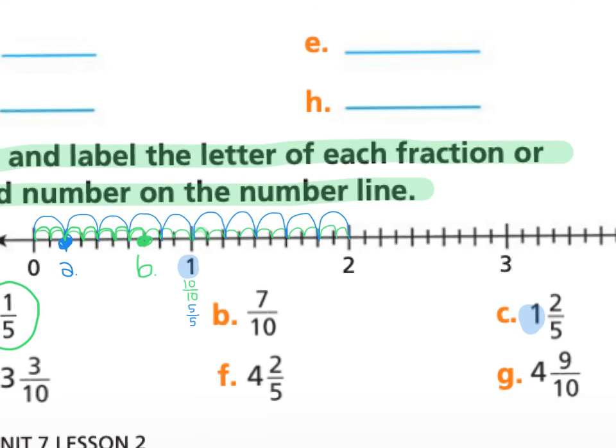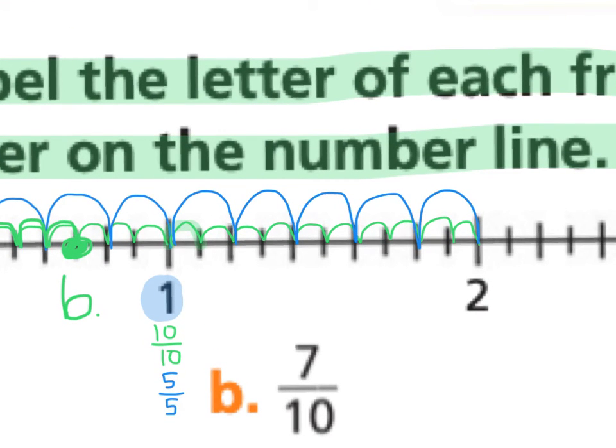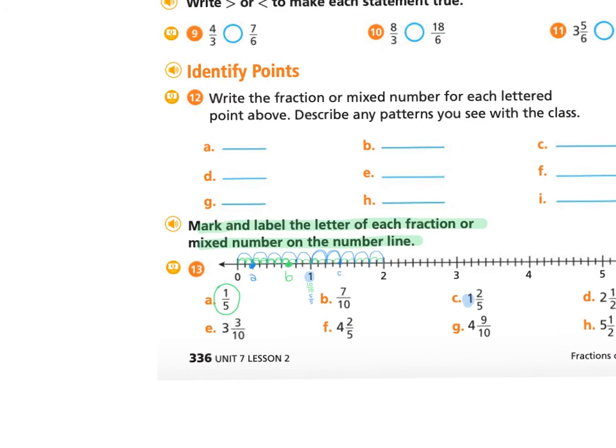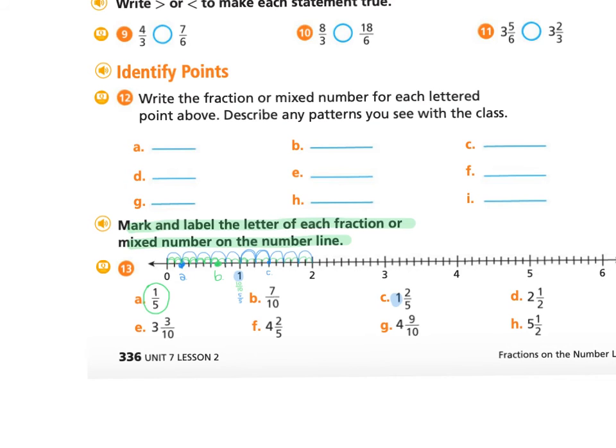It says I'm looking for 1 2/5. I know that my blue represents my fifths. So after I've passed 1, I'm going to count by fifths. 1 1/5, 1 2/5. Oh no, D says 2 1/2. We haven't split our number line into halves. But could we?